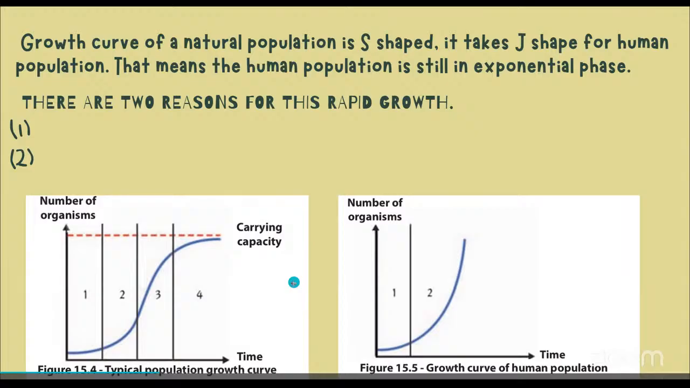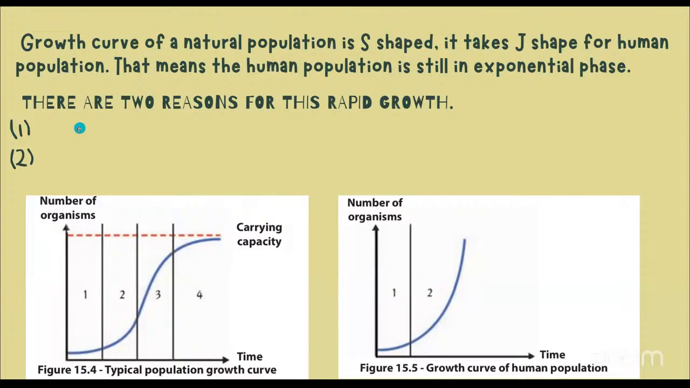Now look at this, the natural growth curve. The growth curve of a natural population is naturally going to be S-shaped. It's an S-shaped curve. But if you look at the growth curve of this particular population, you can see the growth curve of the human population is J-shaped. So this is a typical growth curve, S shape, but the growth curve of a human is going to be a J shape. Why? Because we are still in the exponential phase. We are still growing.